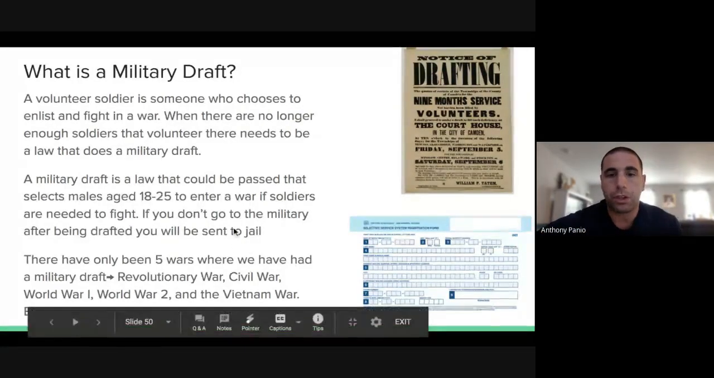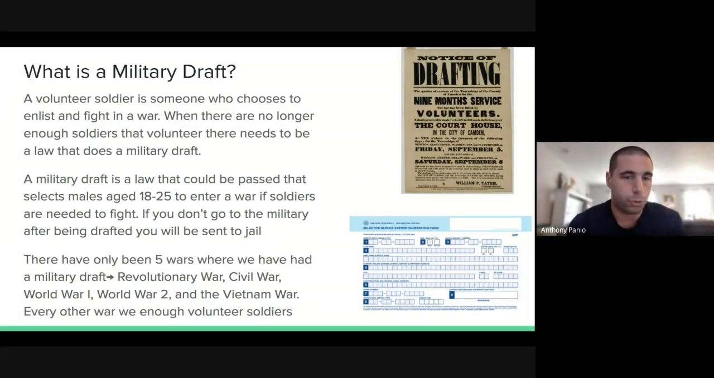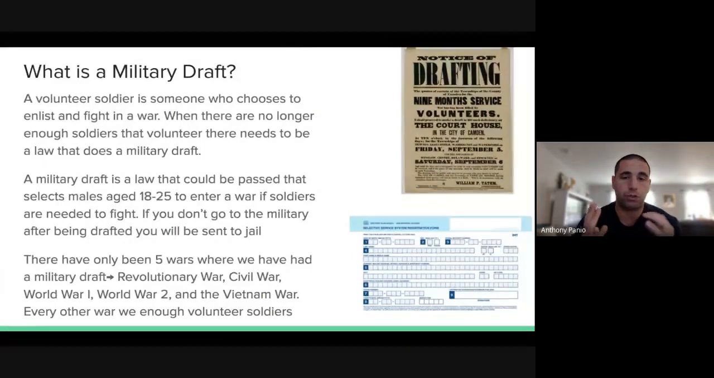There have been only 5 wars where we had a military draft. The Revolutionary War, which we didn't bring up at that point because it wasn't a large draft and their volunteer soldiers were pretty big. The Civil War, World War I, World War II, and the Vietnam War. Now, World War I and World War II drafts were very uncontroversial. Many people understood why they had to be drafted because those wars were so massive. The Civil War and Vietnam War come out a little bit differently.